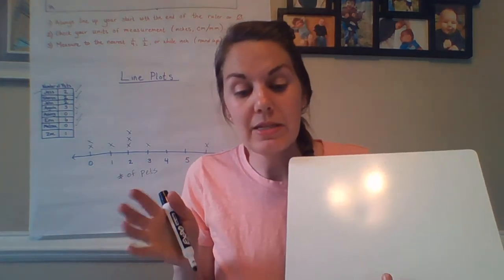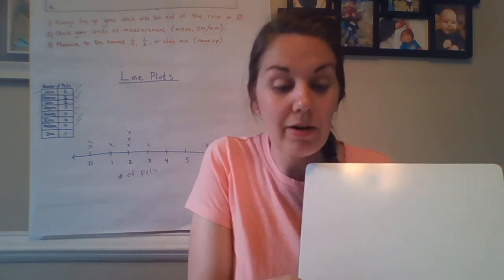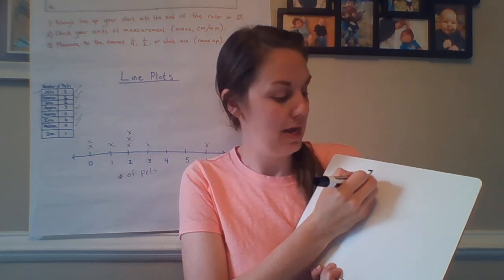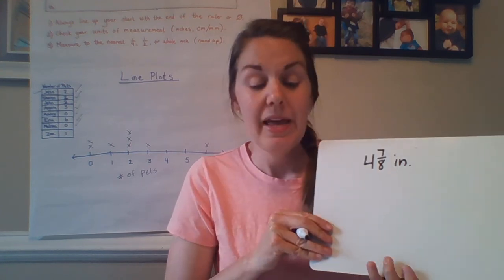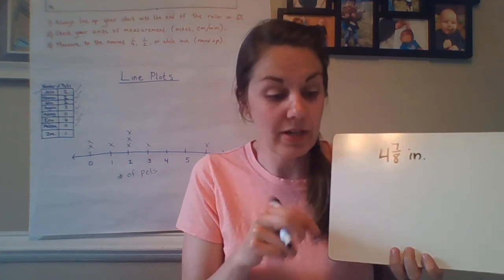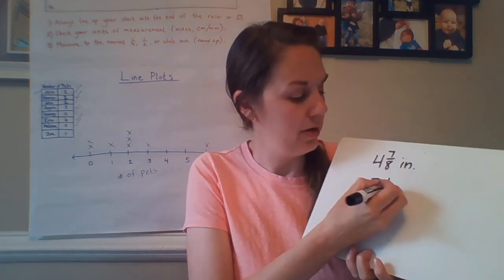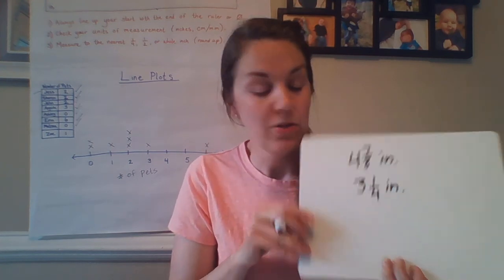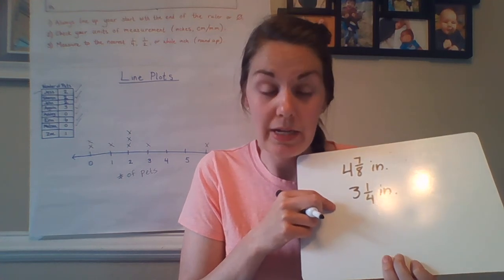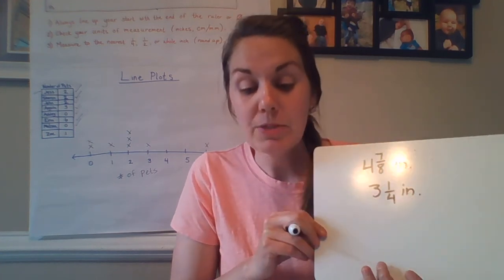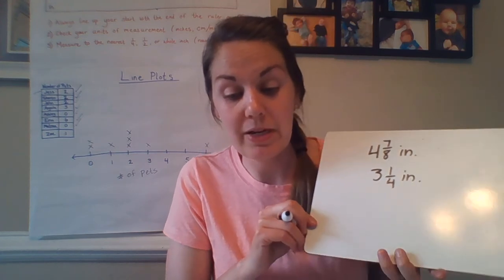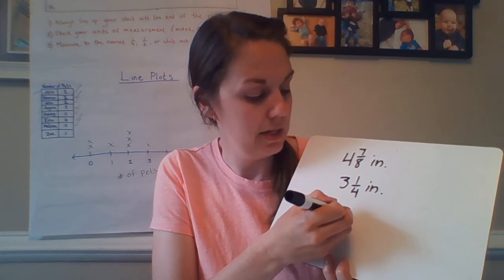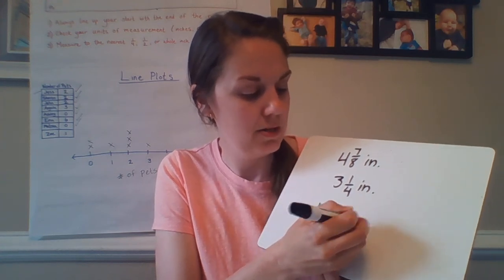So 13 says, the length of the longest dragonfly. If we look at our line plot, we find that the longest one, the one where the last X is, is 4 7/8 inches. And the length of the shortest dragonfly would be on the other side. We would see 3 1/4 is where the first X's appear. So 3 1/4 inches is the shortest length of the dragonflies. Number 14 says, write an expression that can be used to find the difference between the two lengths. So again, we would take the longest length and subtract the shortest length.